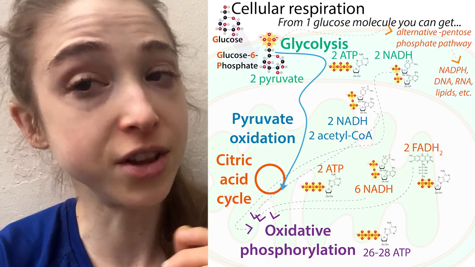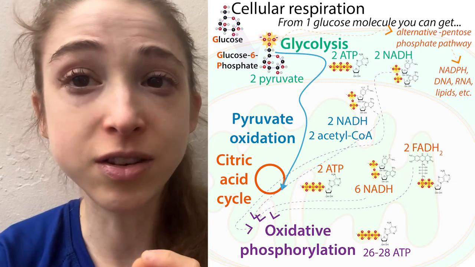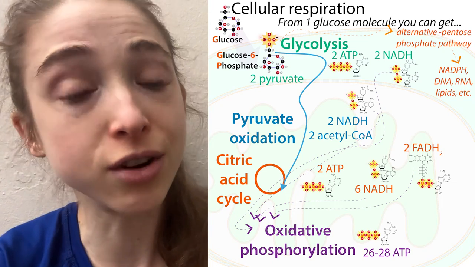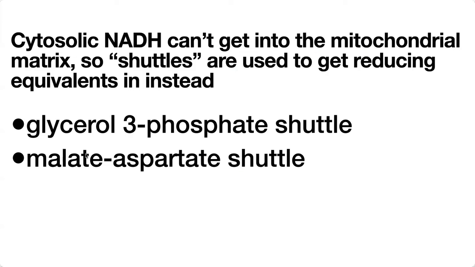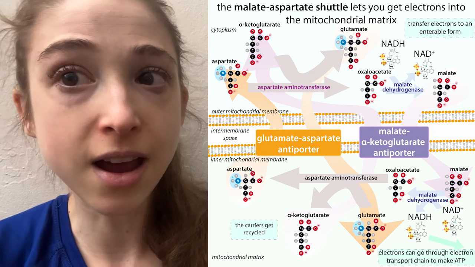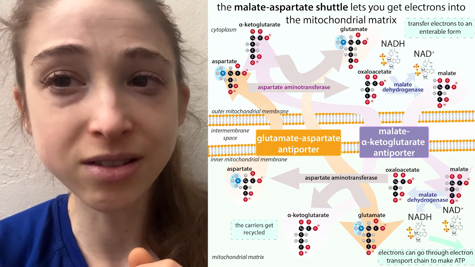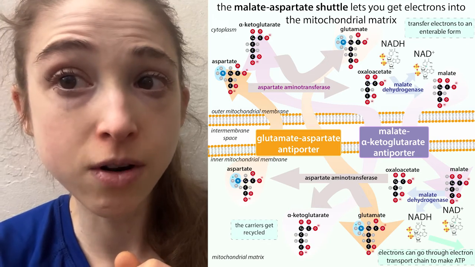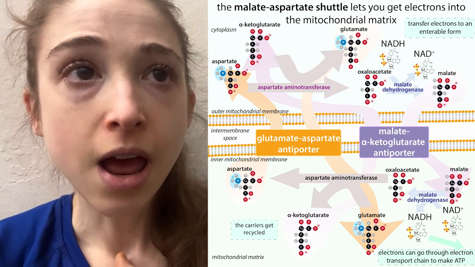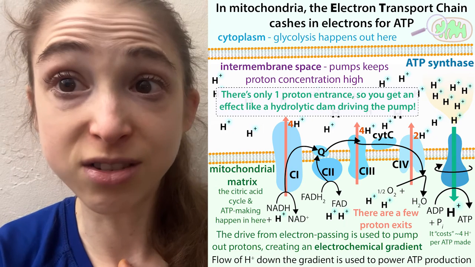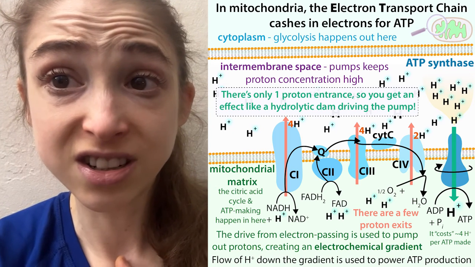Therefore, the NADH that we make in glycolysis has to be shuttled in, or the electrons from it have to be shuttled into the mitochondria. There are a couple of different shuttles that you can use for this, and they come with different energy payouts. So let's talk a little bit more about how we can regenerate NAD+, and how we can get our cash in that trash.